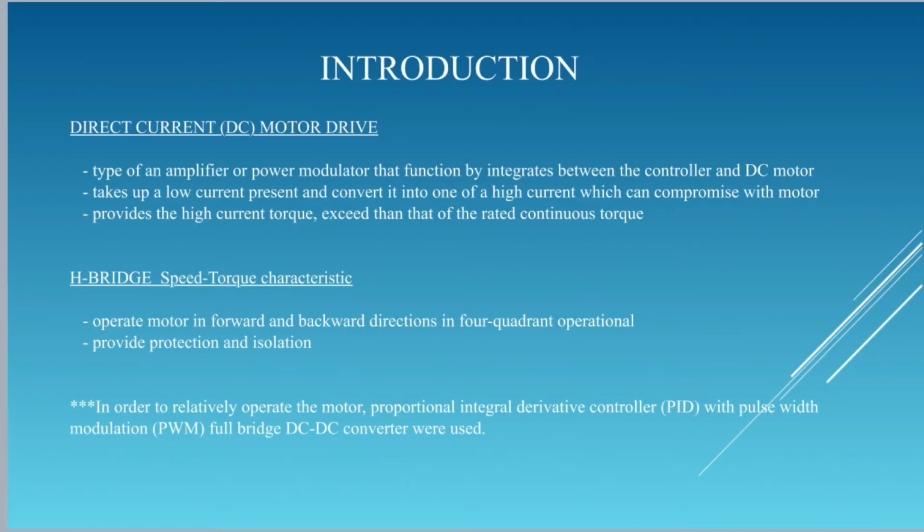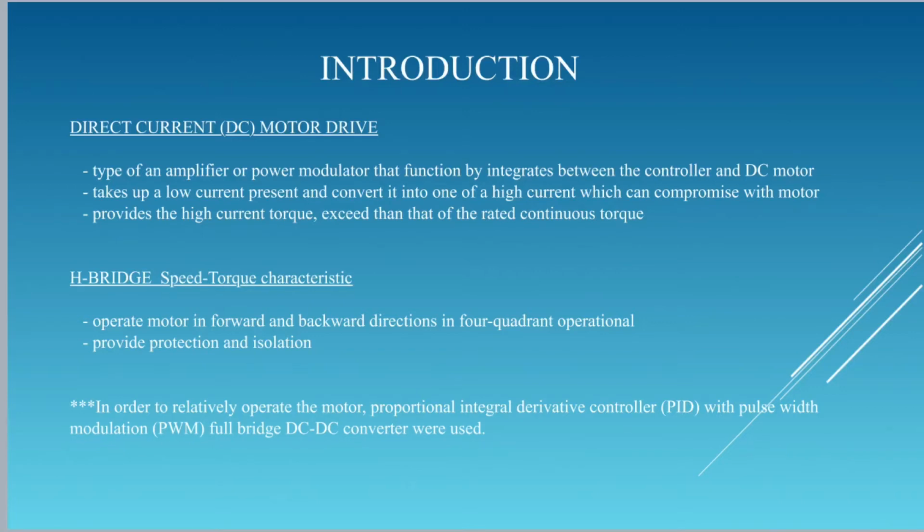For a DC motor, the characteristic provided by the H-bridge is the speed-torque characteristic, where this characteristic will operate the motor in forward and backward direction in all four quadrant operation. To provide protection, isolation of the H-bridge circuit is designed.